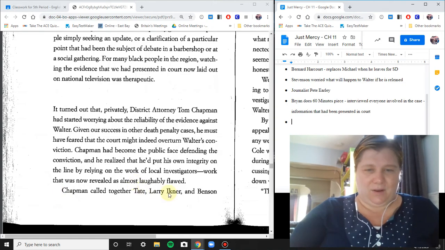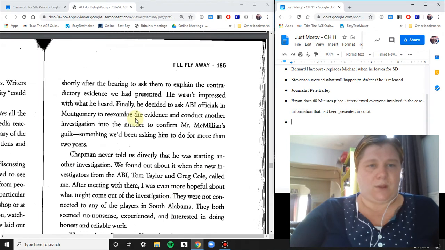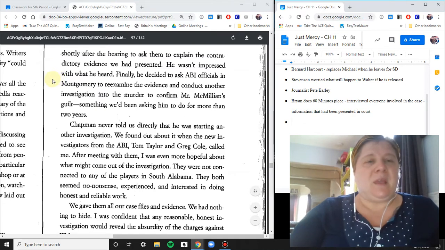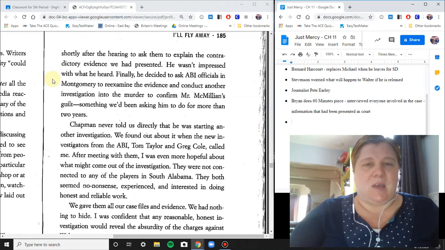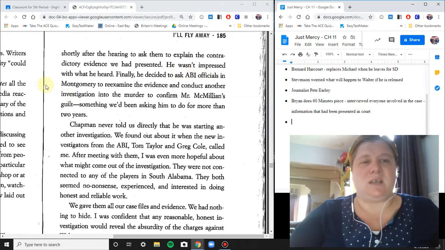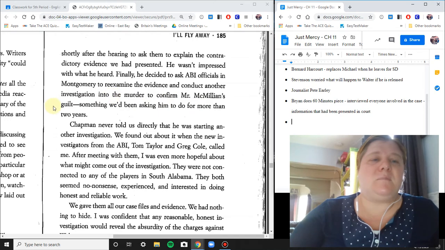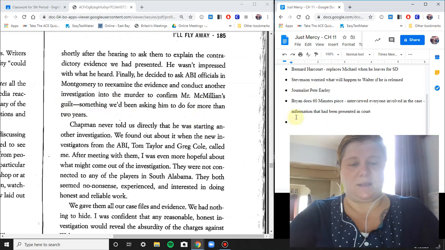Chapman called together Tate, Larry Eichner, and Benson shortly after the hearing to ask them to explain the contradictory evidence we had presented. He wasn't impressed with what he heard. Finally, he decided to ask ABI officials, Alabama Bureau of Investigation officials in Montgomery, to re-examine the evidence and conduct another investigation into the murder to confirm Mr. McMillan's guilt, something we'd been asking him to do for more than 2 months.